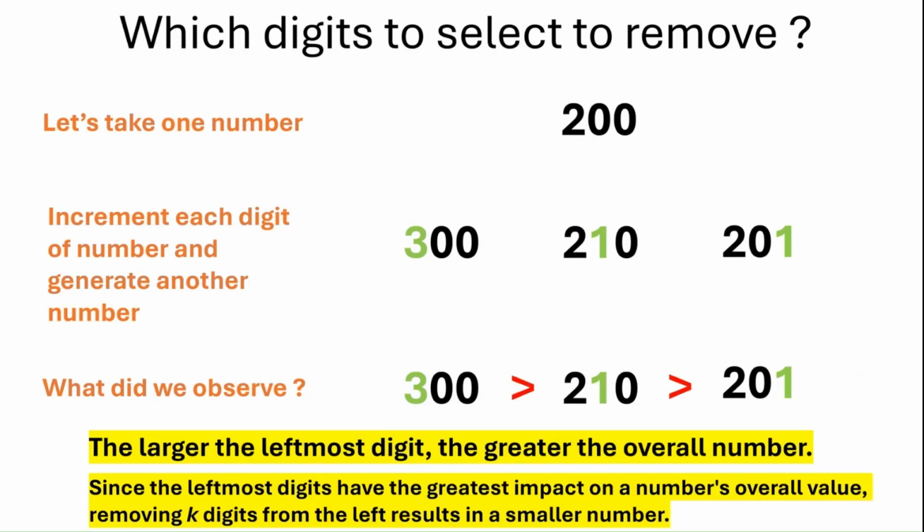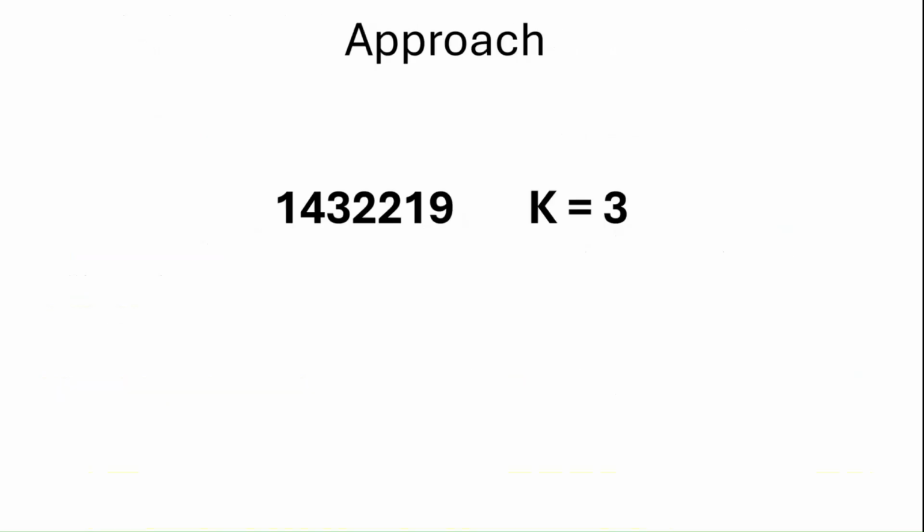Since the leftmost digits have the greatest impact on the number's overall value, removing k digits from the left results in a smaller number. So when we want to select the digits, we need to start from the left, and whenever we see larger digits on the left side, remove them first to get the smallest possible number as an output. Let's use this fact and understand the approach to solve this problem.